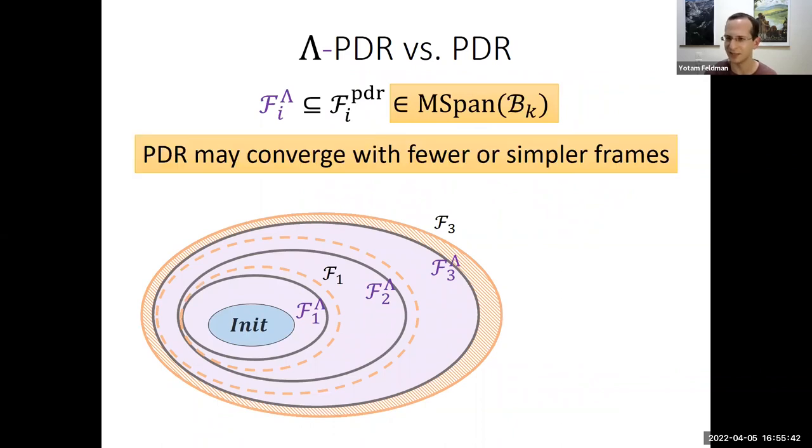So we have some examples in the paper that show that taking the most precise abstract element in the abstract domain can result in a slow convergence in some cases, or frames that are very hard to express in a formula. So it's probably not the best idea to do in practice all the time. Whether some of the ideas of Lambda PDR can be incorporated into standard PDR, I think that's a very interesting question.